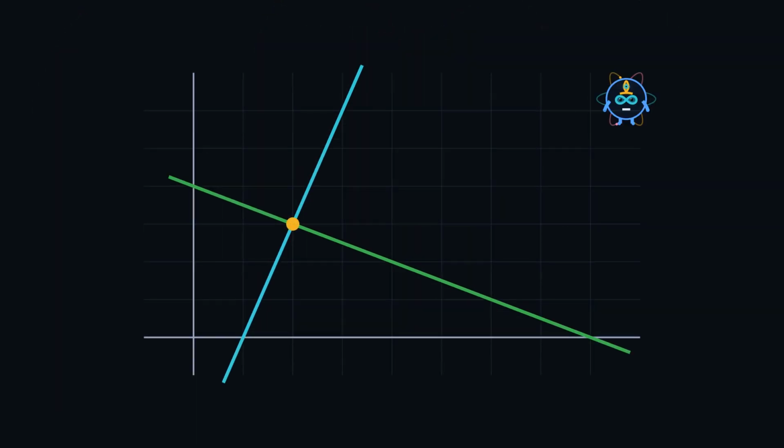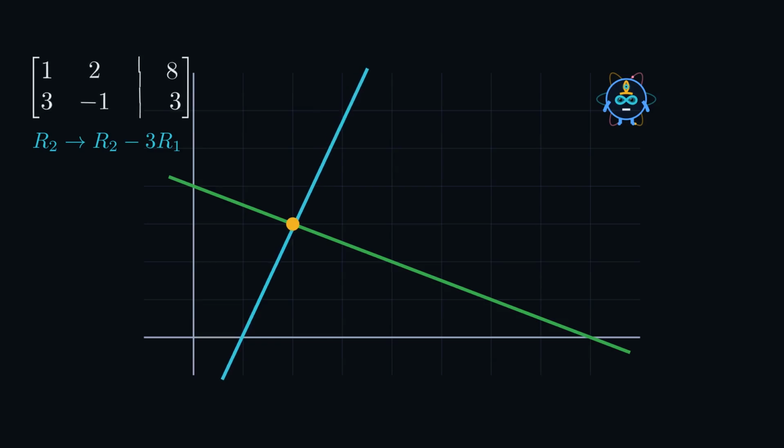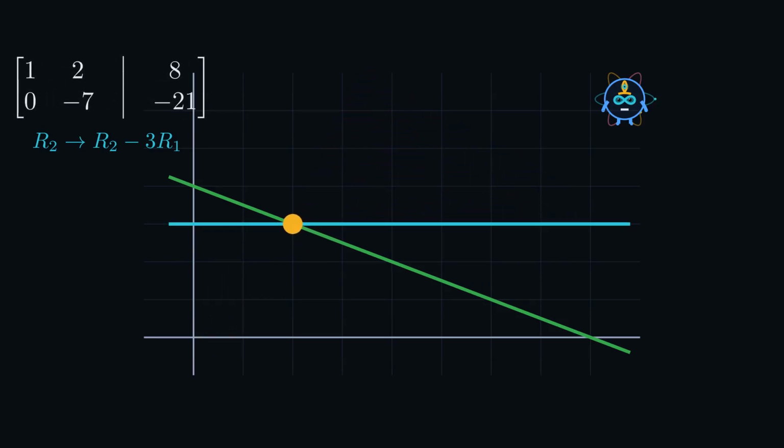Now the machine method. Write the system as a grid of numbers, and before anything happens, place a bet. We are about to change both rules completely. Does the answer move? Lock it in. One move: subtract 3 of row 1 from row 2. The x's cancel, and watch the picture.